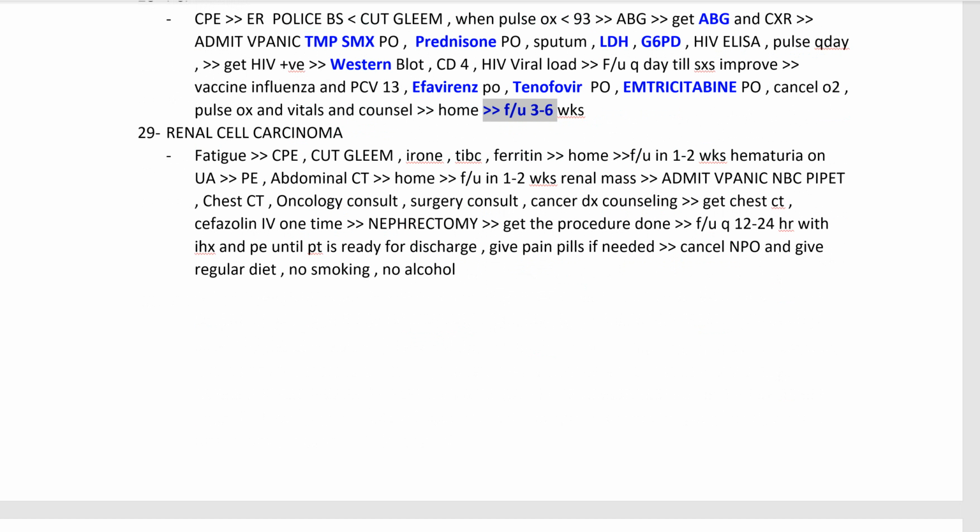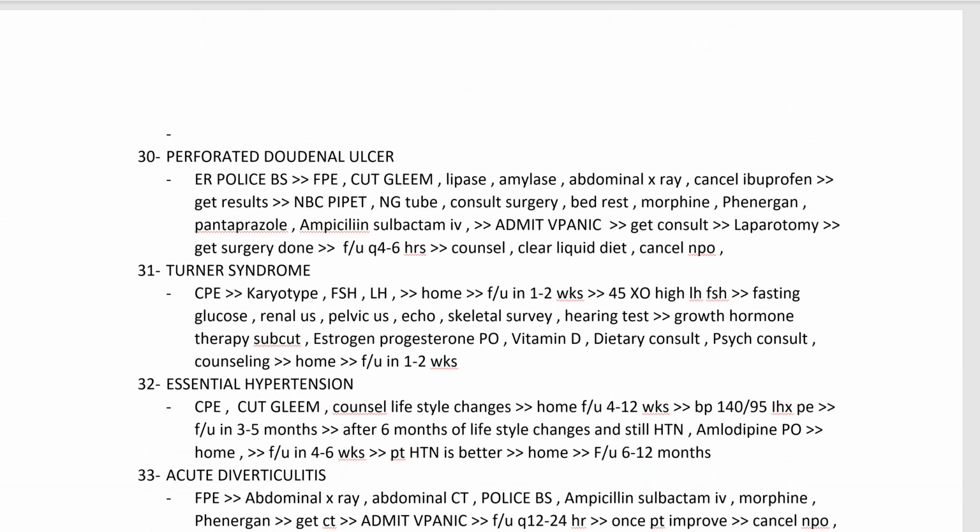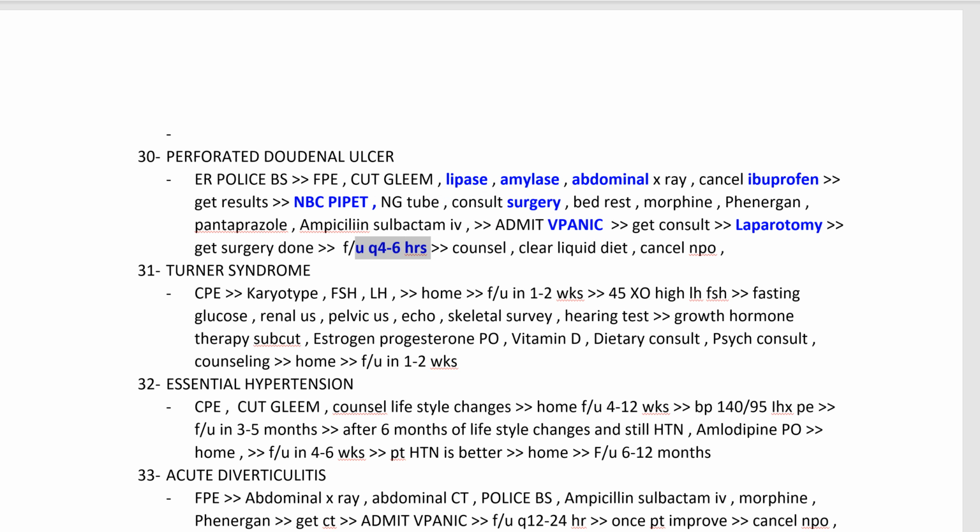Renal cell carcinoma is when someone presents with fatigue. You have hematuria on urinalysis. You want to do abdominal CT. You found a renal mass. Then you want to order nephrectomy, get the surgery done, follow up in 12 to 24 hours, and give a pain pill. Perforated duodenal ulcer, you want to do lipase, amylase, abdominal x-ray, cancel ibuprofen. You want to do the NPO mnemonics, consult surgery, admit, order laparotomy, follow up in 4 to 6 hours.